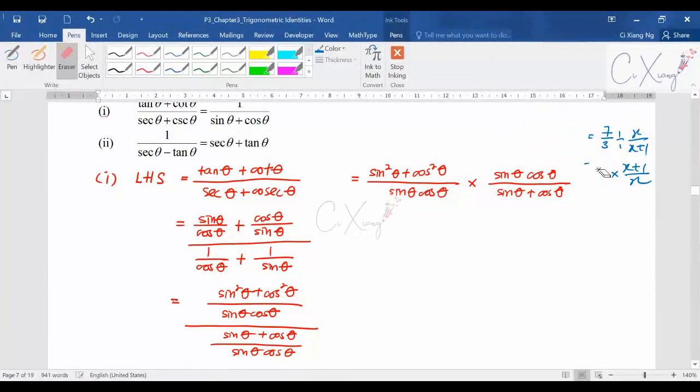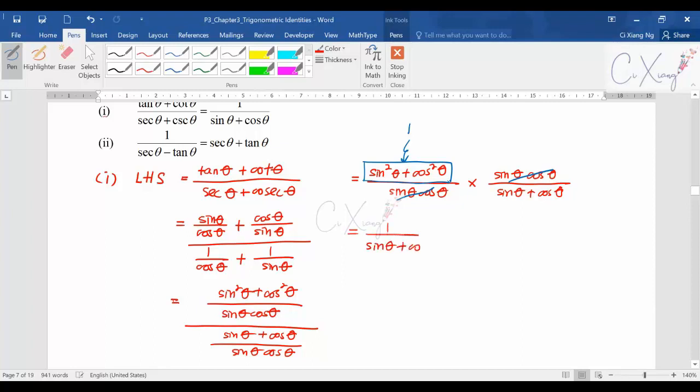Then after that, you can simplify a lot of things here, right? So you can simplify the sine theta cos theta with this one. And then you know that this whole expression is equal to 1 from the identity that we learned as O level. And eventually, of course, you can get the answer that they want you to show, which is 1 over sine theta plus cos theta. So I hope that you can get what I am saying here. Okay, so this is what we have.